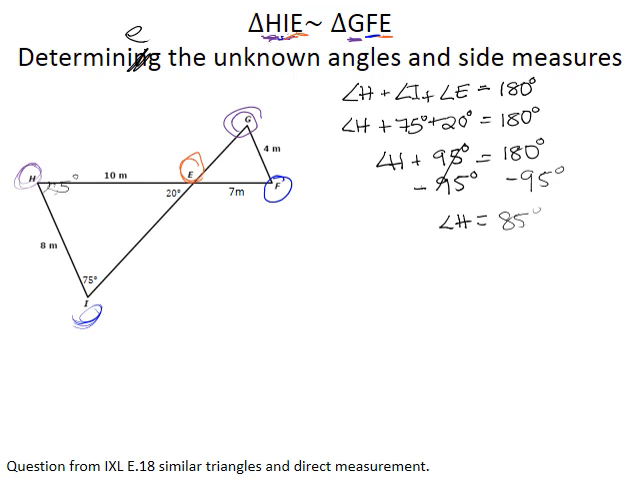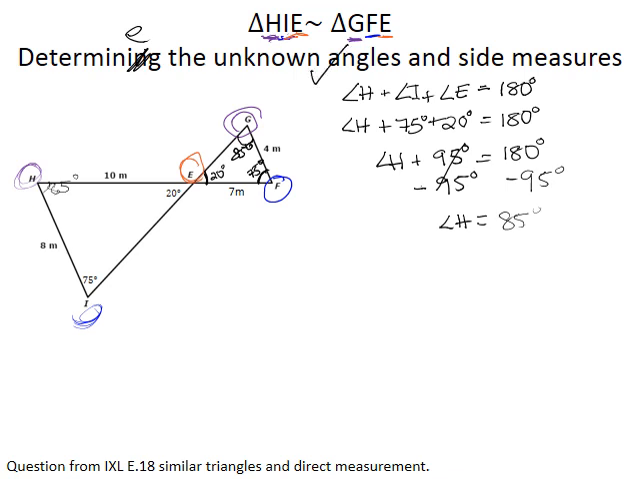It's really hard to see. Now, using my corresponding angles, I know that angle H has to be equivalent to angle G over here. So this must be 85 degrees. And the angle F has to be equivalent to angle I, so that means that this must be 75 degrees. And I know that angle E has to be equivalent on both sides, so this must be 20 degrees.